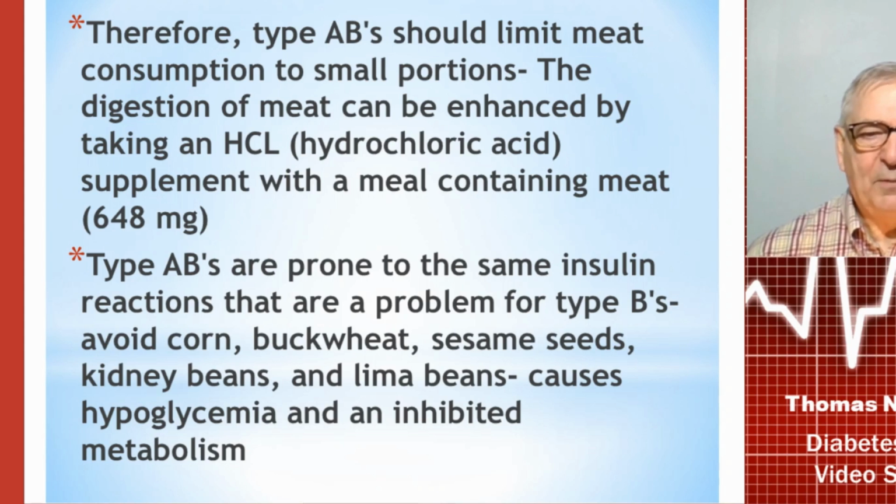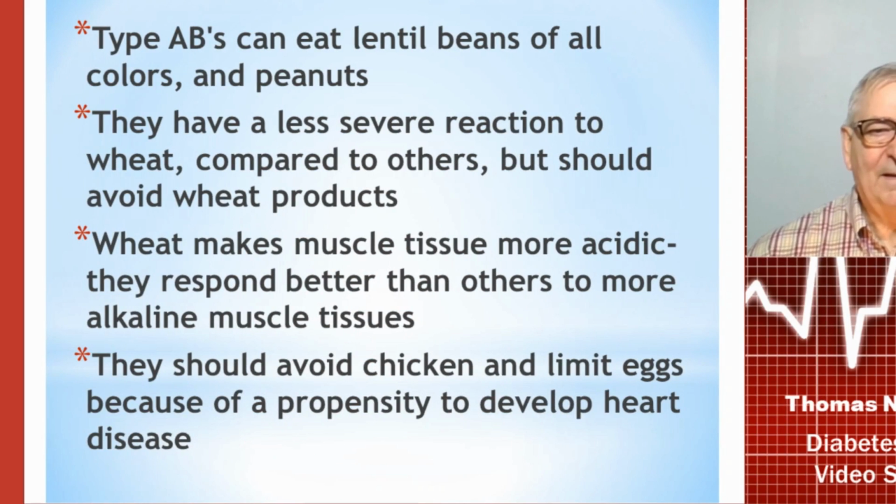Type ABs, though, are prone to the same insulin reactions that are a problem for type Bs, so they should avoid corn, buckwheat, sesame seeds, kidney beans, and lima beans, because they cause low blood sugars, hypoglycemia, and they can inhibit their metabolism. Type ABs can eat lentil beans of all colors, and they can eat peanuts without issues. They have less severe reaction to wheat compared to the others, but it should be avoided altogether. Wheat makes muscle tissue more acidic for ABs. They respond better than others to more alkaline muscle tissues.